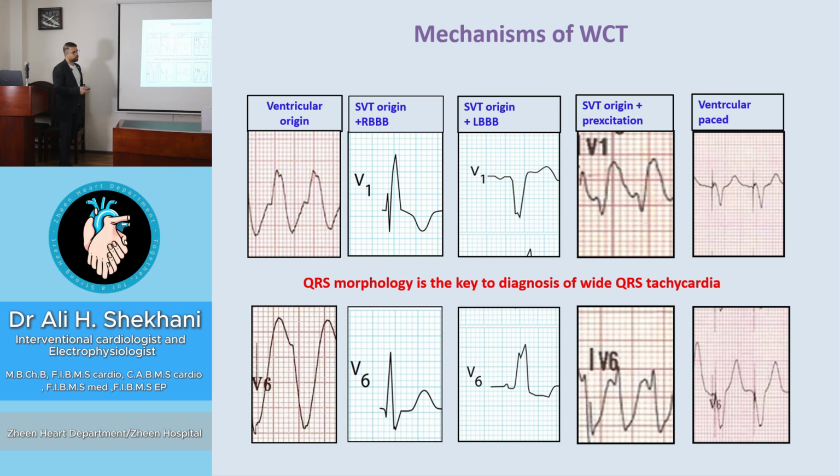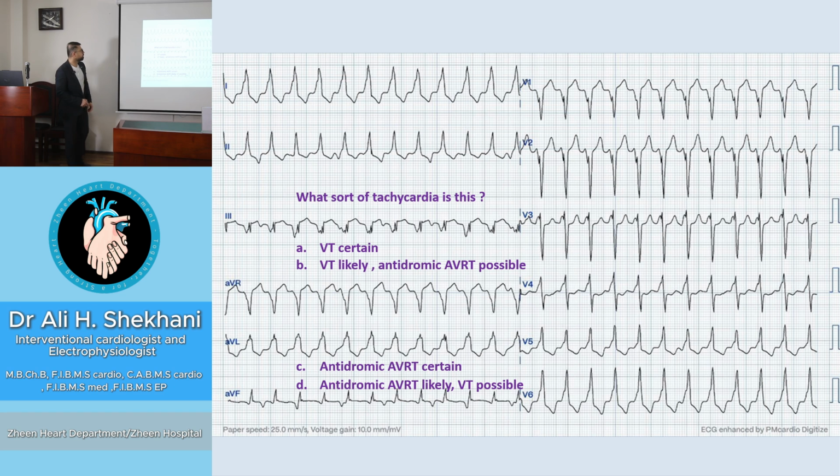The mechanism of wide complex tachycardia: as I told you, most wide complex tachycardias are VT, but maybe SVT with bundle branch block, maybe SVT with pre-excitation, or maybe ventricular paced. The patient has a pacemaker and develops tachycardia that looks like VT. Okay, what sort of tachycardia is this? It is VT, or maybe antidromic AVRT. To make it simple, is it regular or not?